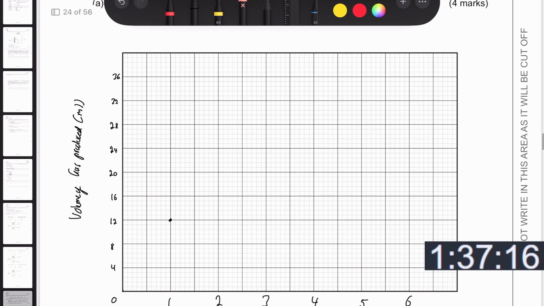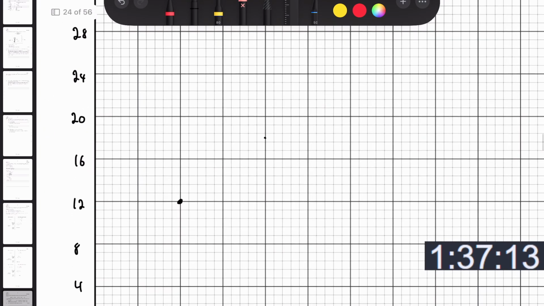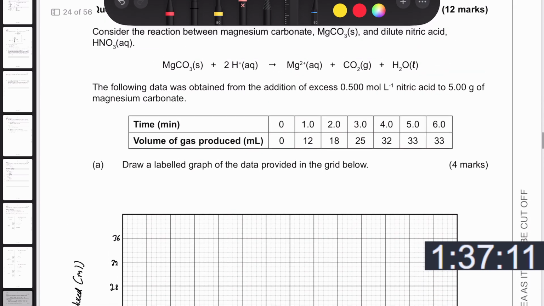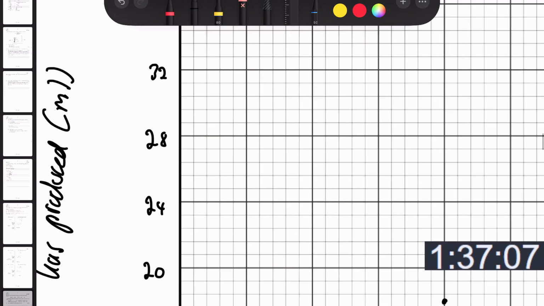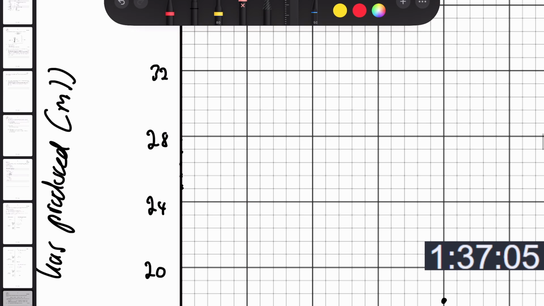At 2 minutes, we are at 18. So 16 and then halfway in between. At 3 minutes, we're at 25. So each one of these is 1, 2, 3, 4, 5. So 4 divided by 5 is 0.8.